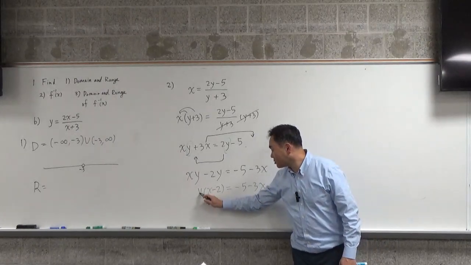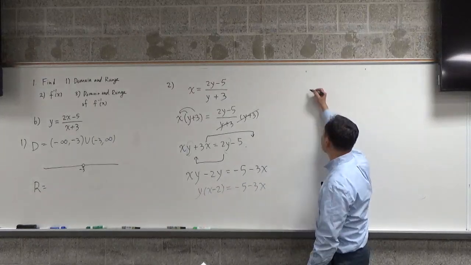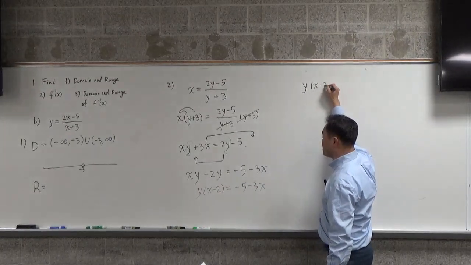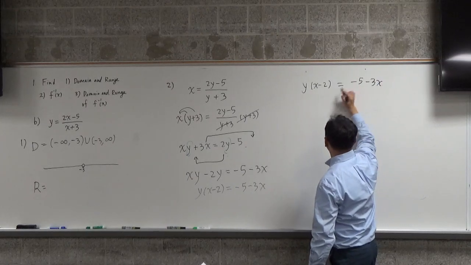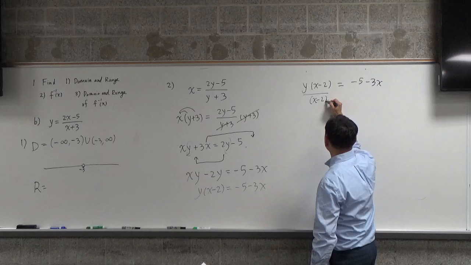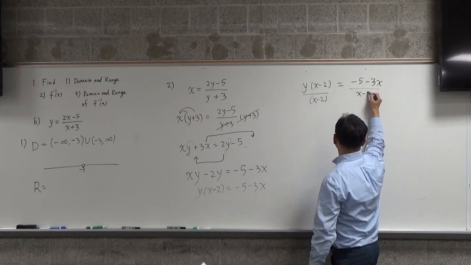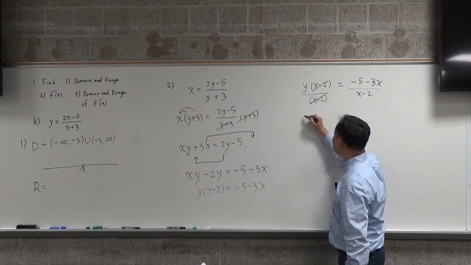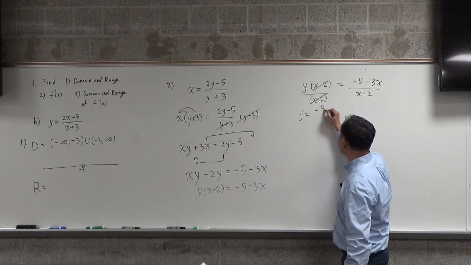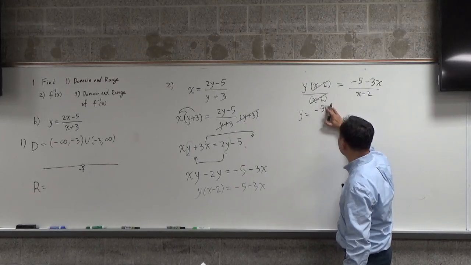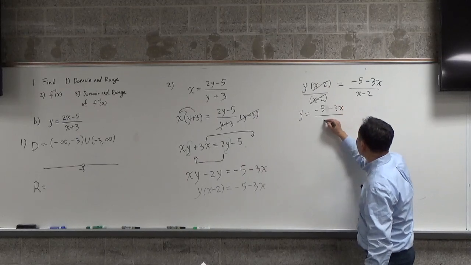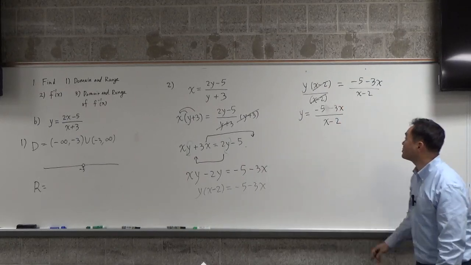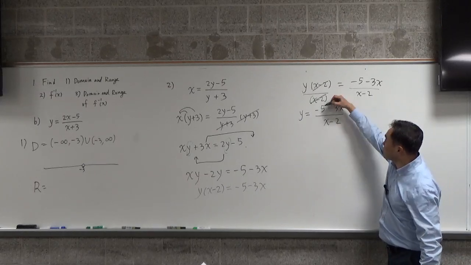Yeah. That's the important part. Okay. Let's divide both sides by x minus 2. So you have y times (x minus 2) equals negative 5 minus 3x. And you divide both sides by x minus 2. So these are gone. And you have y equals negative 5 minus 3x over x minus 2. So that's the inverse function.